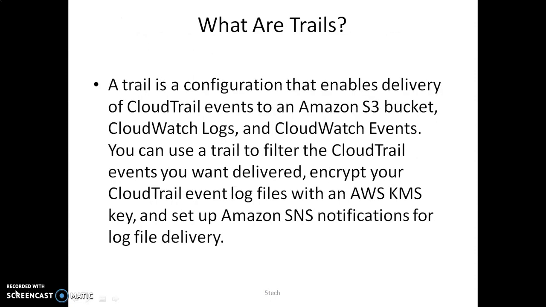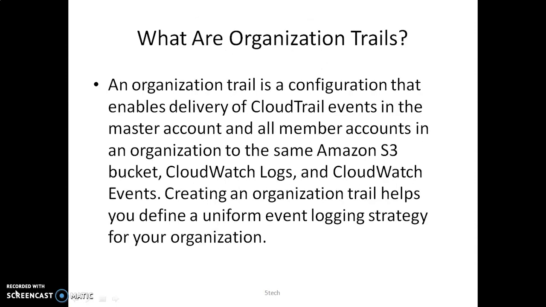What are trails? A trail is a configuration that enables delivery of CloudTrail events to an Amazon S3 bucket, CloudWatch logs, and CloudWatch events. You can use a trail to filter the CloudTrail events you want delivered, encrypt your CloudTrail event log files with an AWS Key Management Service key. Obviously, encryption is for security purposes. And set up Amazon Simple Notification Service, either through your mail or mobile, where you get the info on your mail.